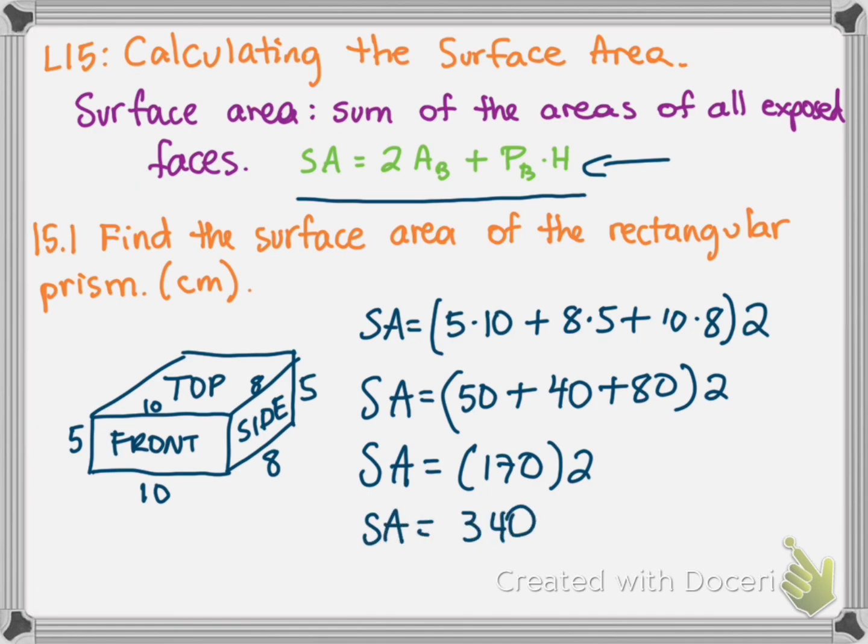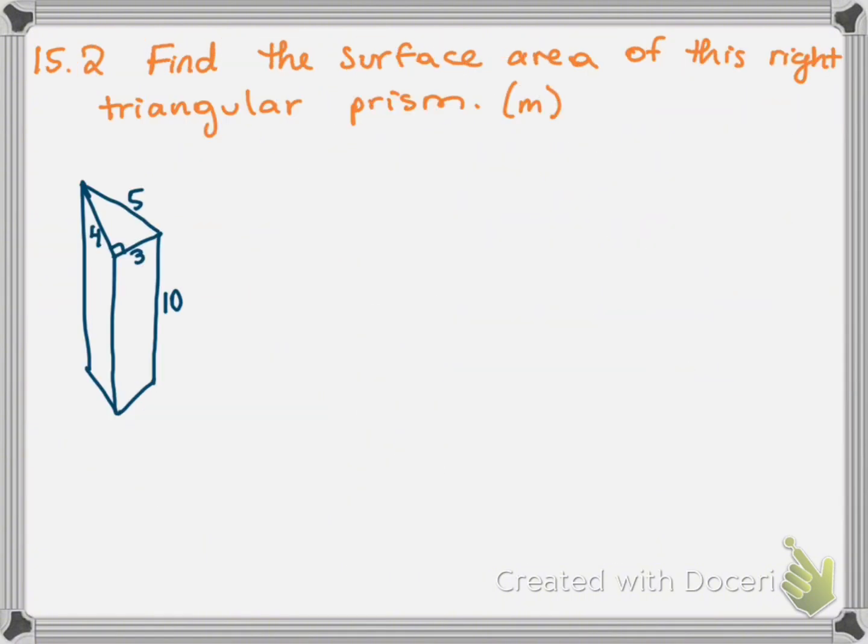And the exercise tells us that the units are centimeters. So since we're looking for area, it is square centimeters. In the second example, they're asked to find the surface area of this right triangular prism.